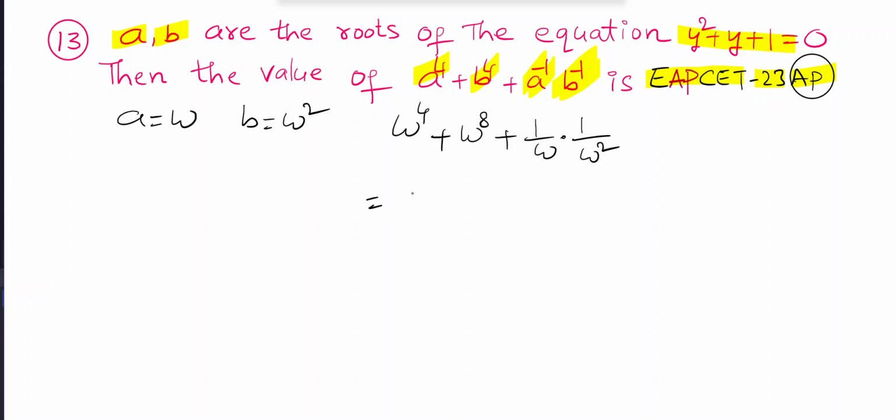The value of ω⁴ is ω, since ω³ is 1. ω⁸, since ω⁶ is 1, is ω². Plus 1/ω³, which is 1/1. We know that ω + ω² + 1 is 0. This is the required answer.